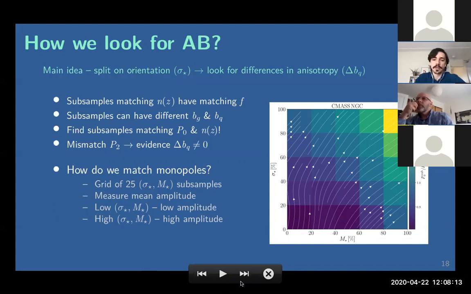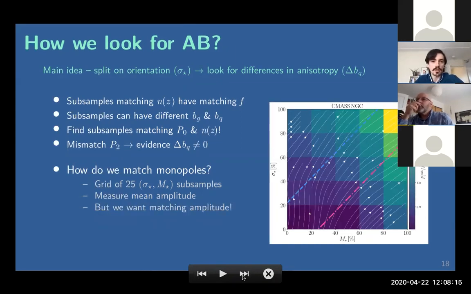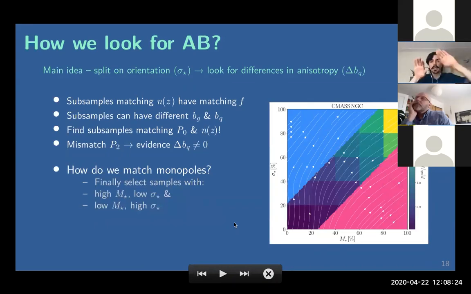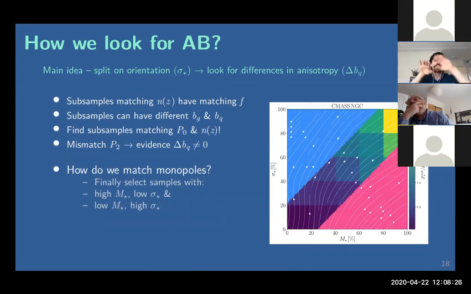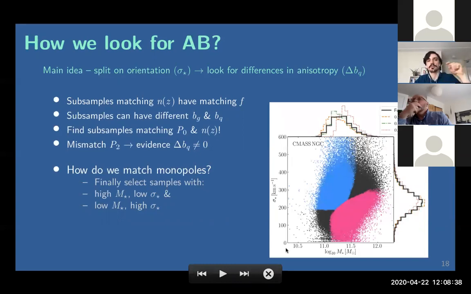Okay, so we said that we want to match the amplitude. So we basically take these two lines like that, and we select these corners, right? So these samples, since they're following this trend of monopoles, will have matching monopoles and they will have matching N of Z, right? And this is the same sample, now showing how it looks in data space, not in percentiles.